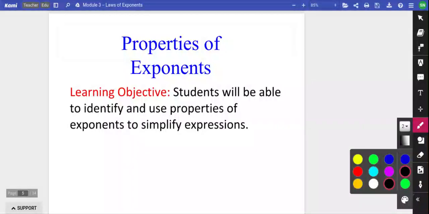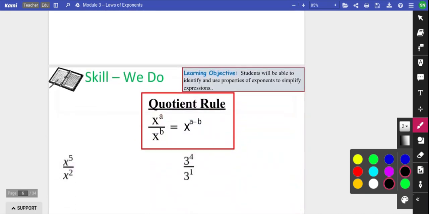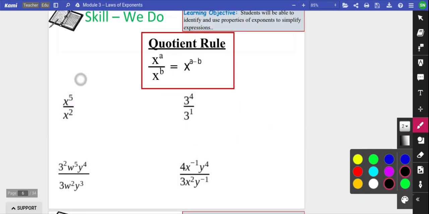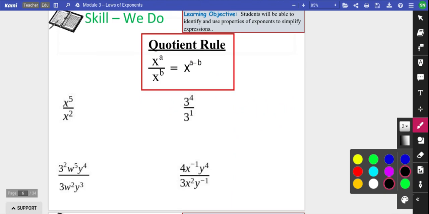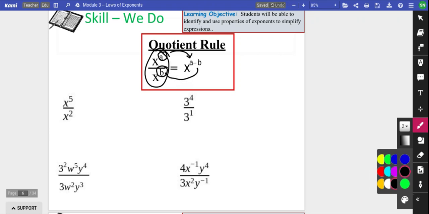Hello, in this video you will be learning about the properties of exponents. We will focus on the quotient property. So quotient means we are having a fraction. This would be the opposite of the one we just covered, the product rule. In this case we have a fraction and we will be subtracting the exponents. We take the top one, put it first, subtract the bottom one, and that would give us our answer.